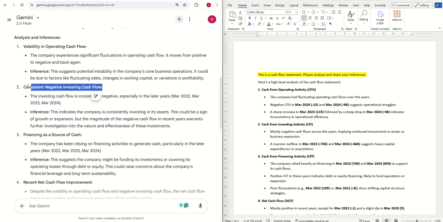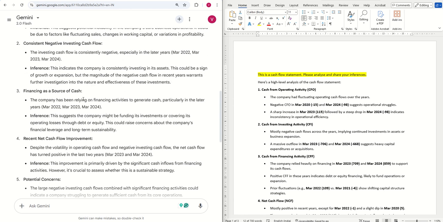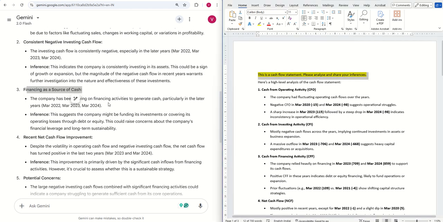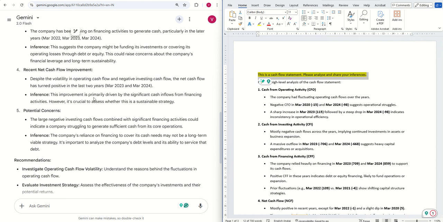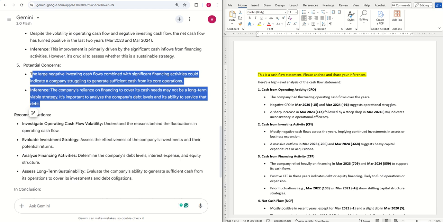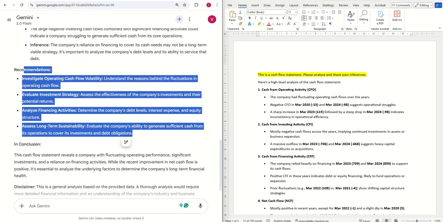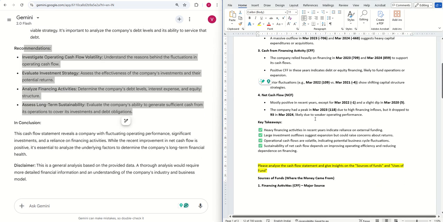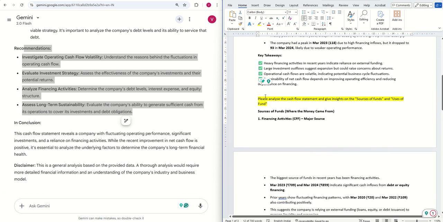and then it says there has been consistently negative cash flow, volatility in operating cash flow, and in financing there's a huge amount of borrowings. Then there has been some improvement in recent times, and what the potential concerns and recommendations are. So this is also fairly comparable with whatever we saw in ChatGPT.